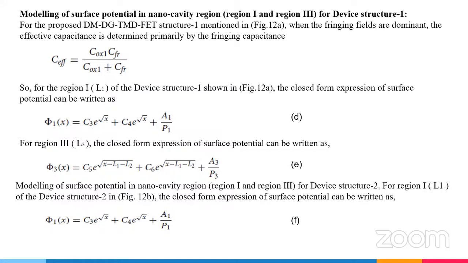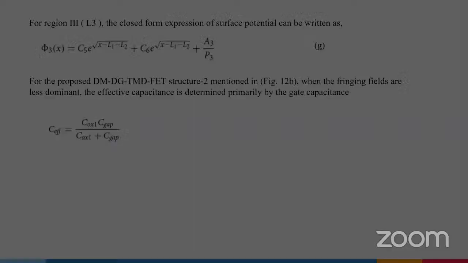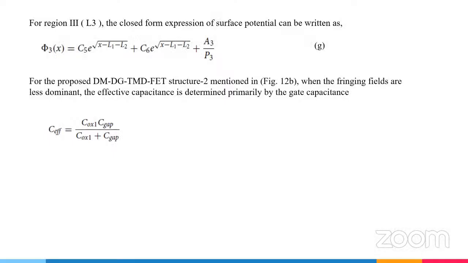Now we go to device structure 2 for the modeling of surface potential in the nanocavity region. For device structure 2, since there is a gate over the cavity, the fringing fields are less dominant. So in calculating the effective capacitance, we are not taking the effect of fringing capacitance. We are taking the effect of the oxide and the capacitance when the biomolecules are conjugated or not. We are taking the effective capacitance of that.